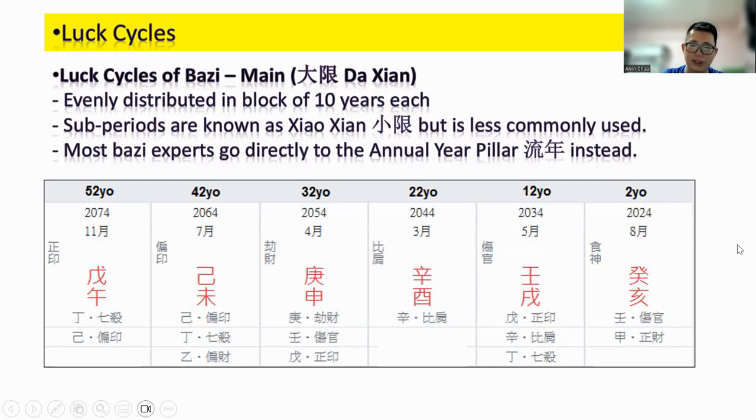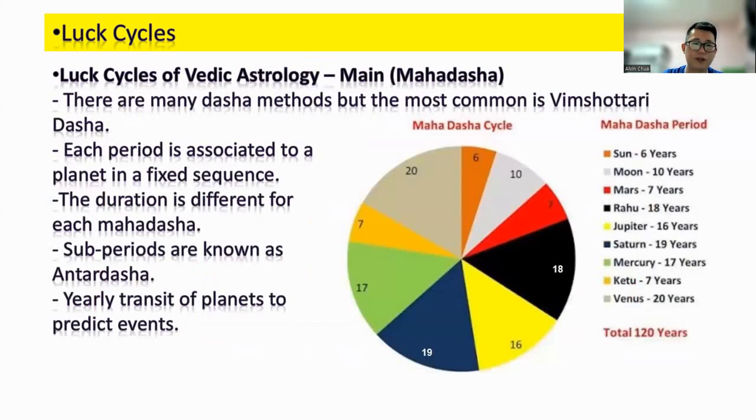Now we look at the Vedic Astrology system. So in Vedic Astrology, we call the main cycle Mahadasha. Maha is great, and Dasha is a period. So great period, the main cycle. But in Vedic Astrology, there are actually many Dasha methods, but the most common one is called Vimshottari Dasha.